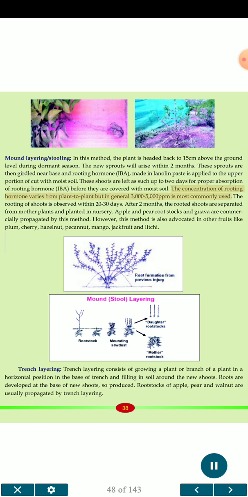These shoots are left as such for up to 2 days for proper absorption of rooting hormone IBA before they are covered with moist soil. The concentration of rooting hormone varies from plant to plant but in general 3000-5000 ppm is most commonly used. The rooting of shoots is observed within 20 to 30 days. After 2 months, the rooted shoots are separated from mother plants and planted in the nursery.